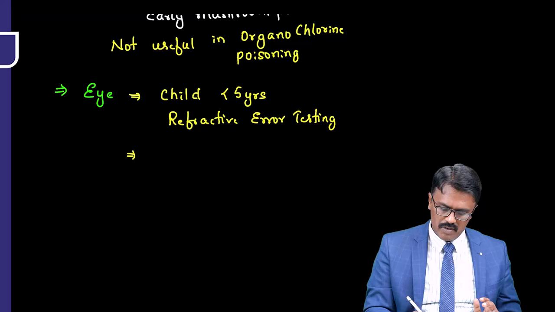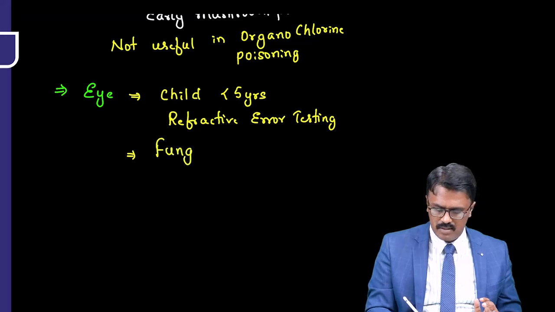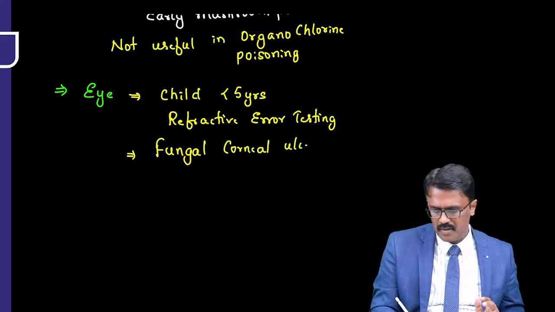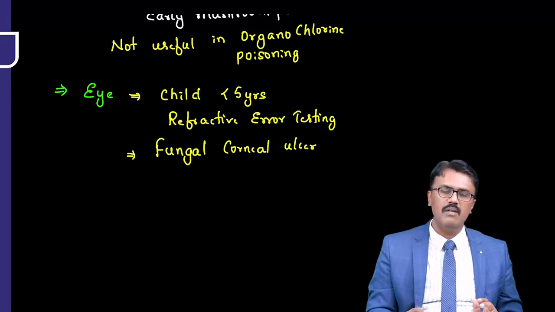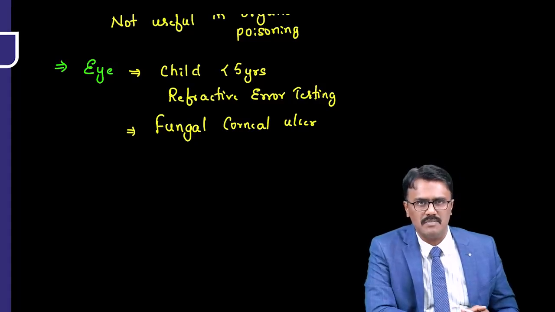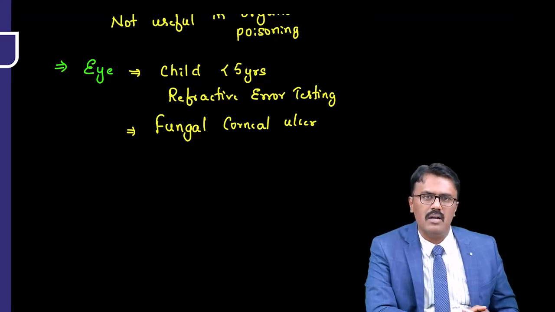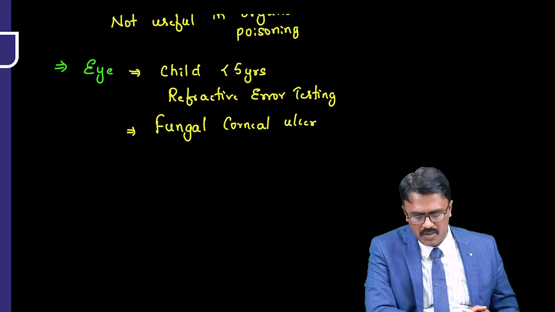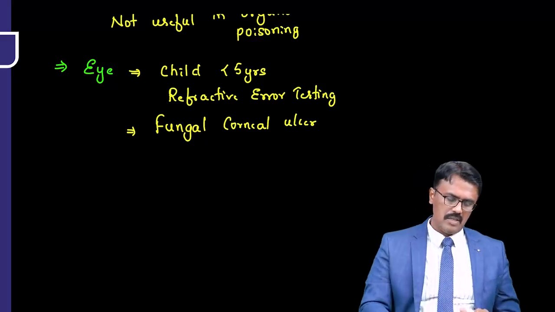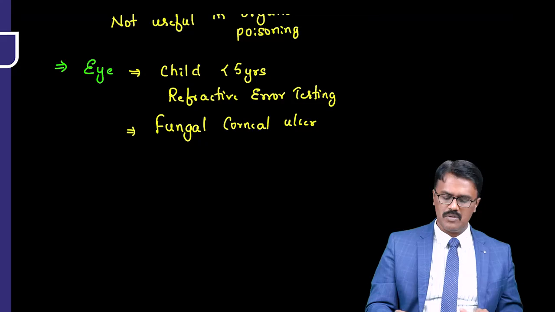Second important condition where we use atropine as eye drop is fungal corneal ulcer. Now the reason is, in fungal corneal ulcer, there is pain. Pain is because of ciliary spasm. And also the atropine has local analgesic property. So because of this reason, it is used in fungal corneal ulcer as well as children less than 5 years for refractive error testing. So these are the important conditions where we use atropine mainly.